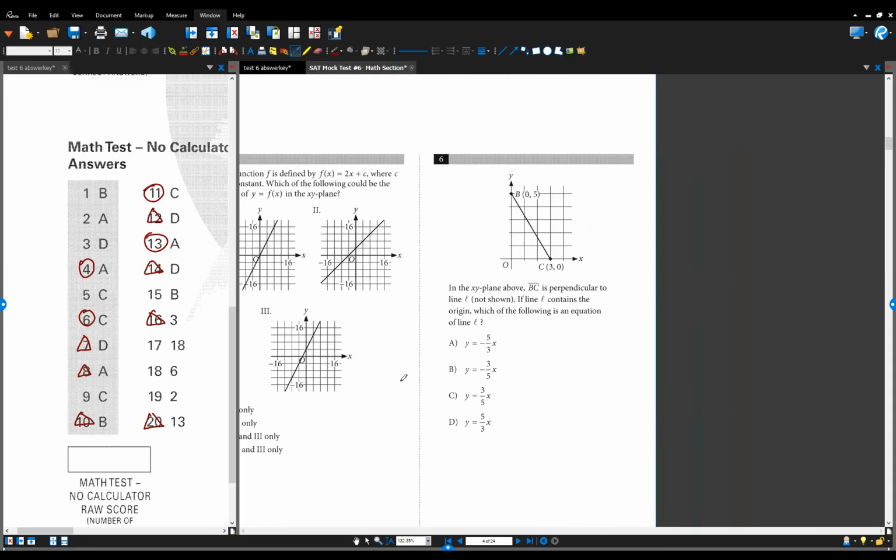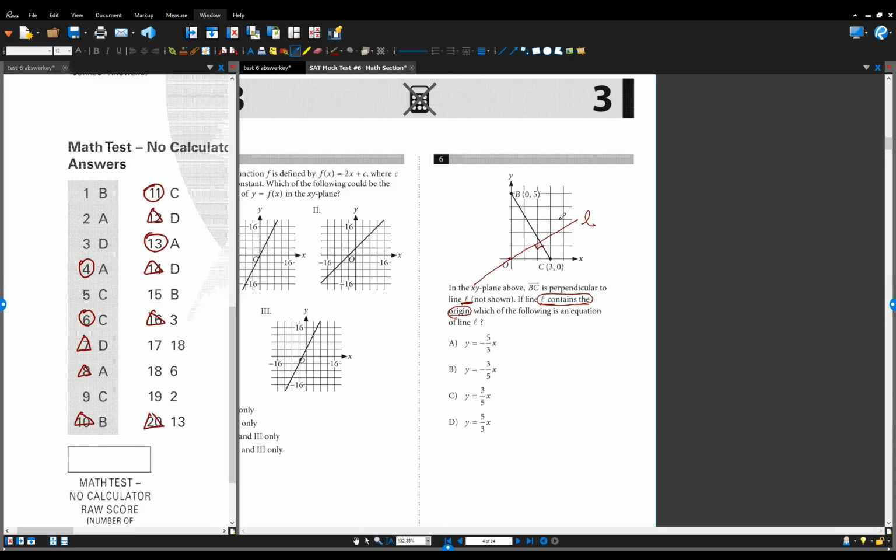Number 6. So BC is perpendicular to line L. That's talking about the line L, right? Line L contains the origin. Maybe it contains the origin, something like this, right? That is line L. We're going to find this length.